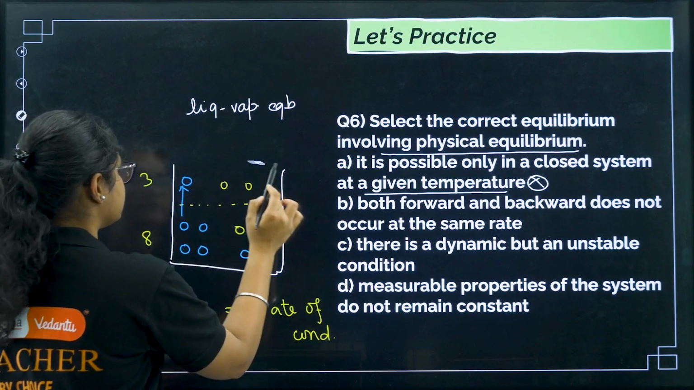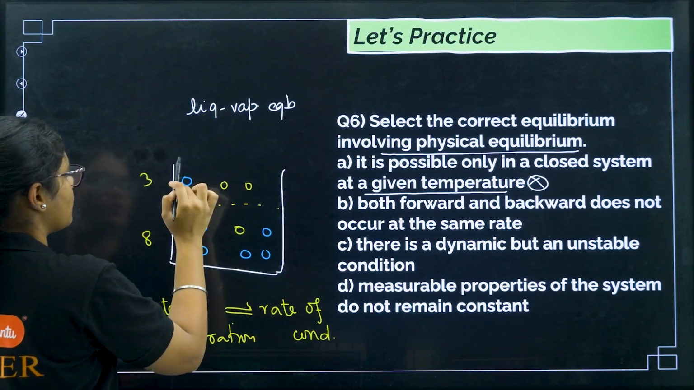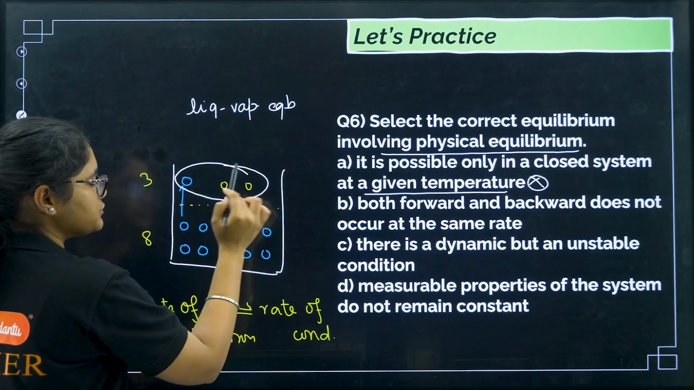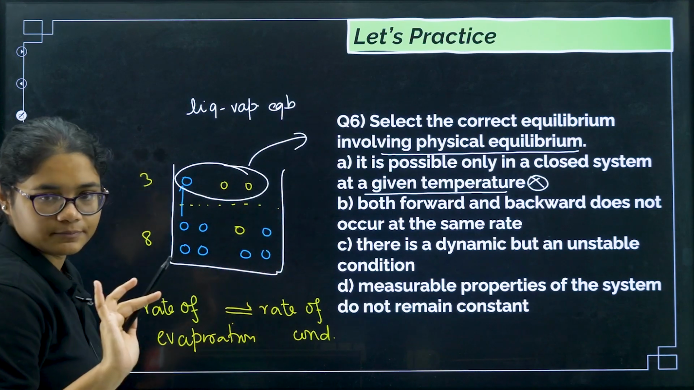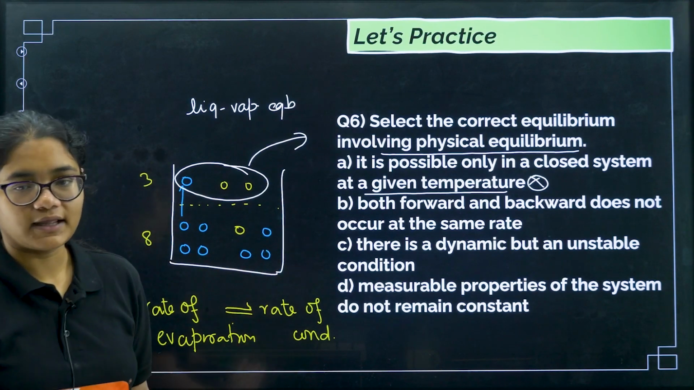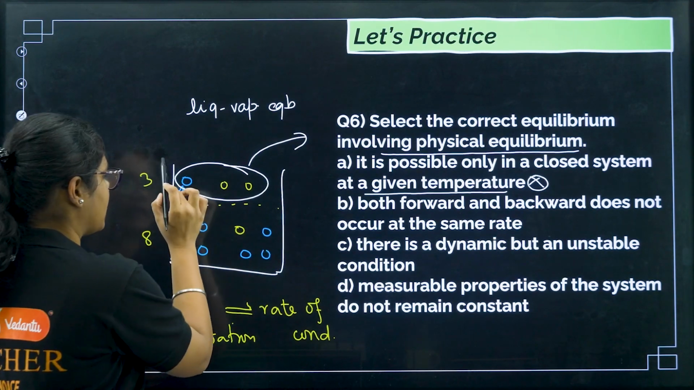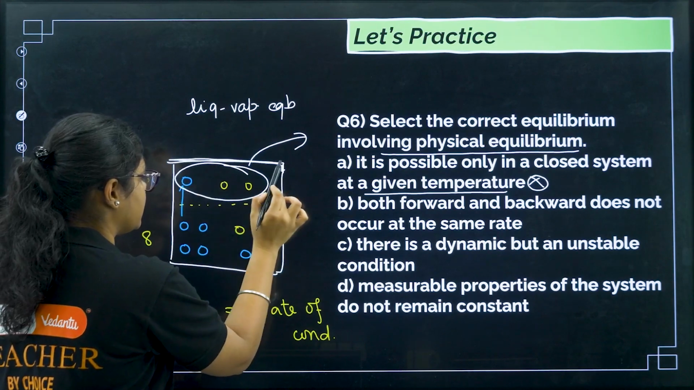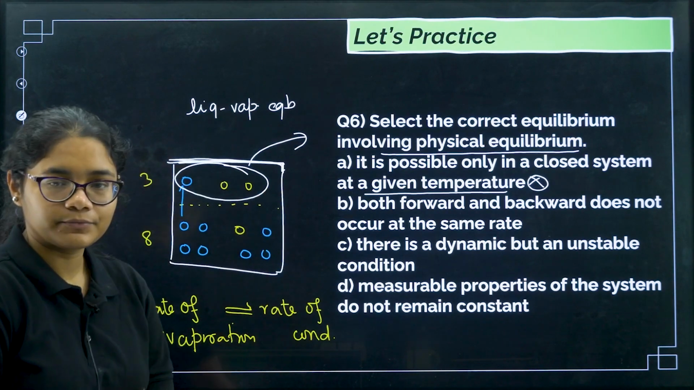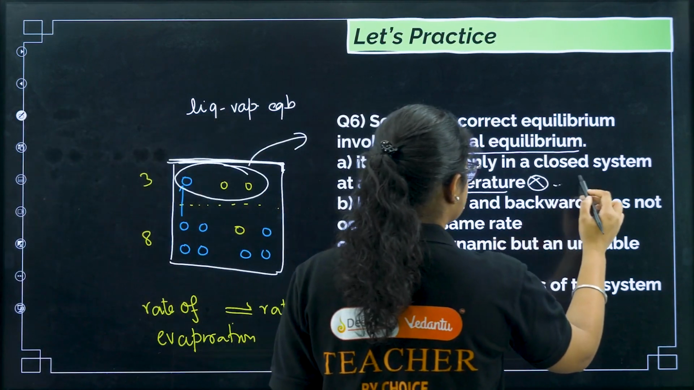Now suppose the lid is closed. Now suppose the lid is open. So these molecules which were there in the vapor phase will escape, right? And after that we will never attain the equilibrium. So for the equilibrium to be attained, this container should be a closed container. So that is why this statement is correct.